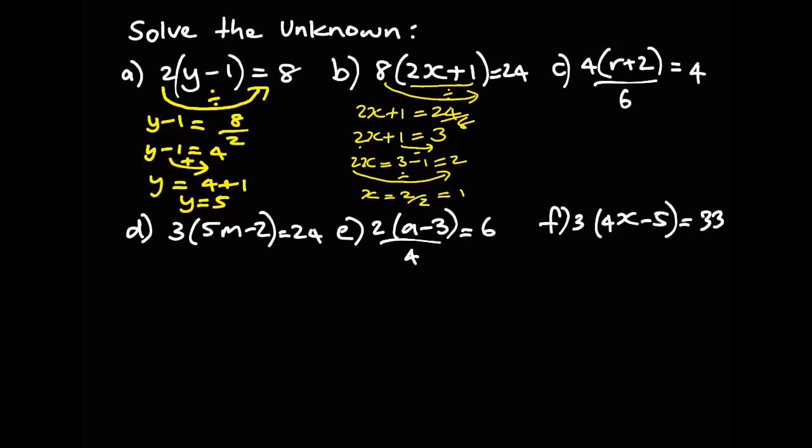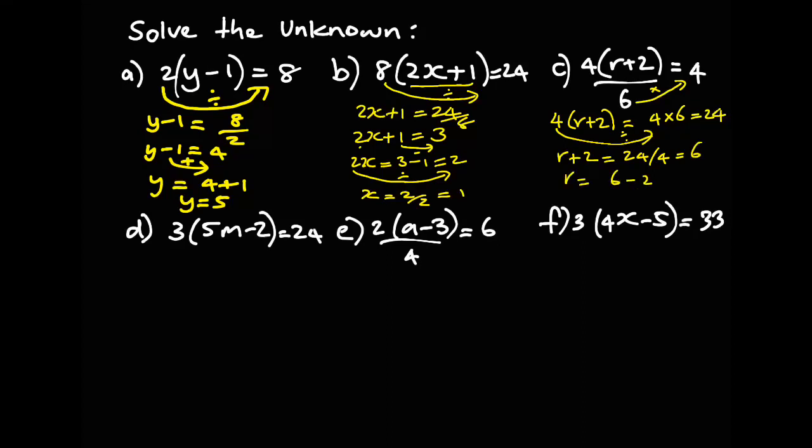Now just to show you the same sum, if we instead work with the 6 first and bring it over to multiply. So 4 times r plus 2 is equal to 4 times 6, which equals 24. Now we bring the 4 across to divide. So r plus 2 is equal to 24 divided by 4, which equals 6. And r equals 6 minus 2 equals 4, which gives you the same answer.